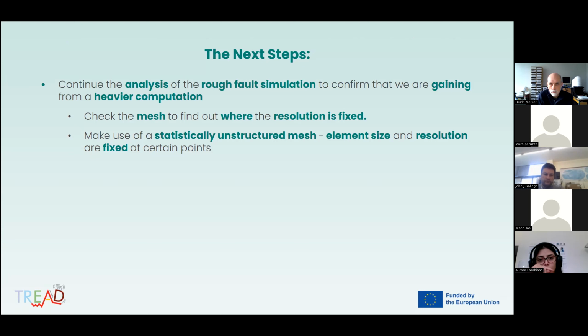In fact, I would like to further confirm that no other processing was done to the data before I got my hands on it. And then I would also like to check out the mesh, because we make use of a statistically unstructured mesh in these simulations, which means that the element size and resolution are fixed at certain points. In fact, we could see that as we approached the fault, the resolution, the highest frequency that was resolved, started increasing. So I would like to figure out where exactly the resolution is fixed.